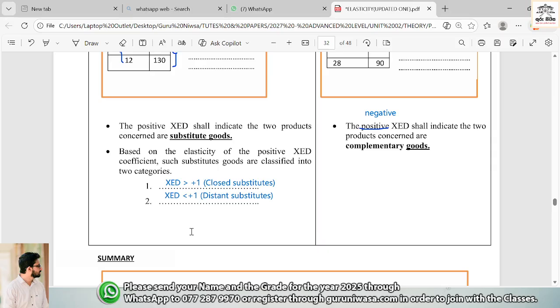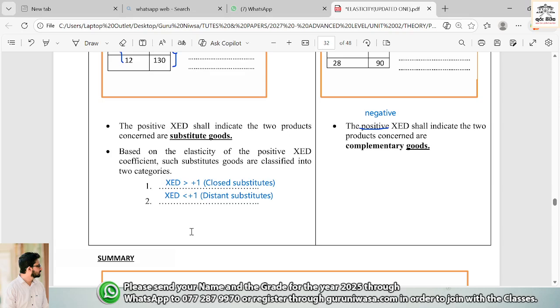Then someone can say Thambili. You can use Thambili, king coconut, instead of tea or coffee. You can use it, but it is not a close substitute. We take it because there is nothing else to do. Do you understand what I am saying? Distant substitutes.